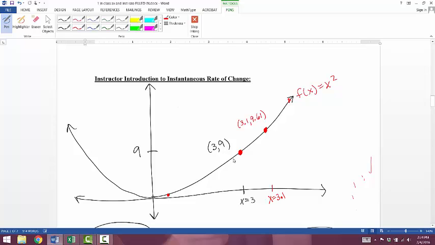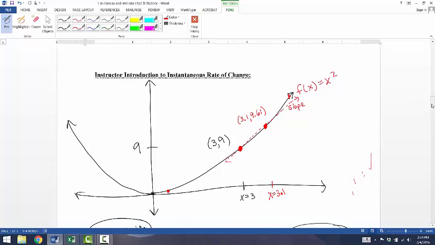And now if I would then find the average rate of change of the function at that time. From 3 to 3.1, the slope of the secant line. From 3 to 3.1, what is the average rate of change? Now, if you do that calculation, y2 minus y1 over x2 minus x1, you will get a slope 6.1. Now, my goal again is to find the slope at the instant when x is 3.